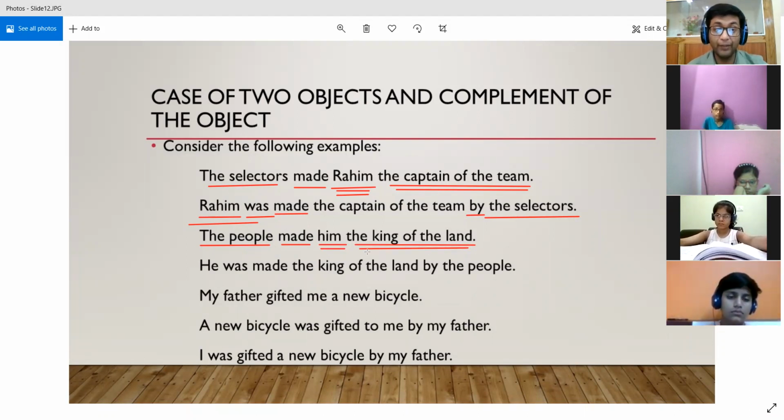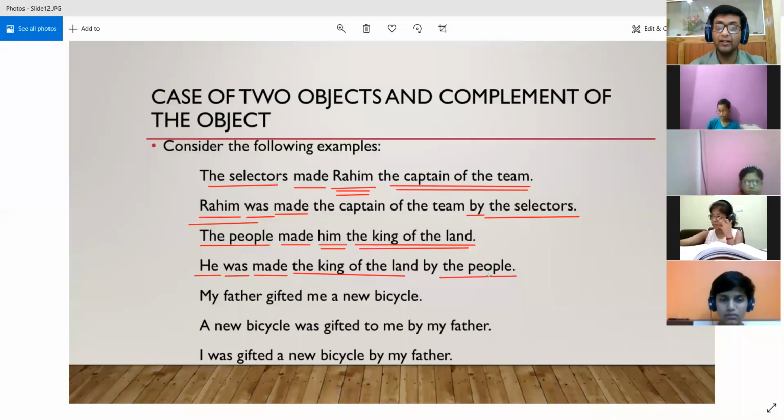So what is going to happen? Him is going to become the subject over here. So naturally, it will be converted to he. And again, since the sentence is in the simple past tense, the correct form of be verb will be was. And again, the third form of the verb make is made. So he was made the king of the land by the people. So the subject has gone into the object's position and a preposition by has been placed before it. All right.